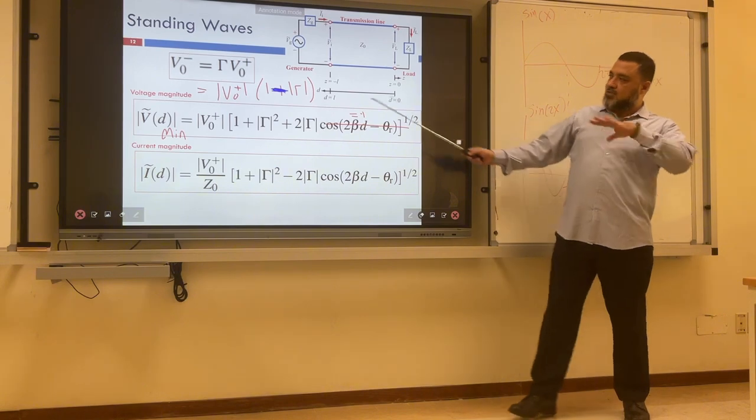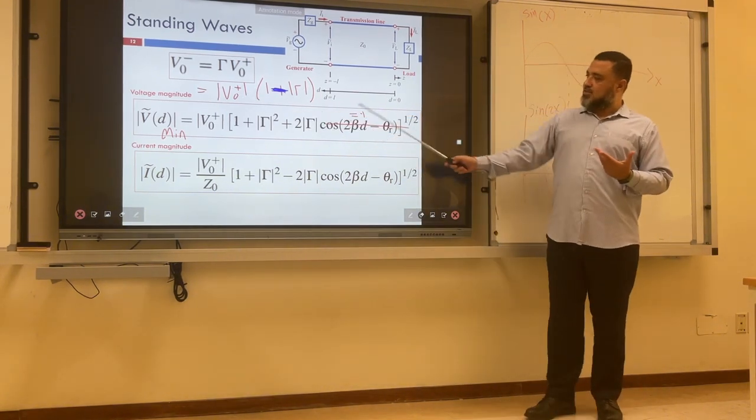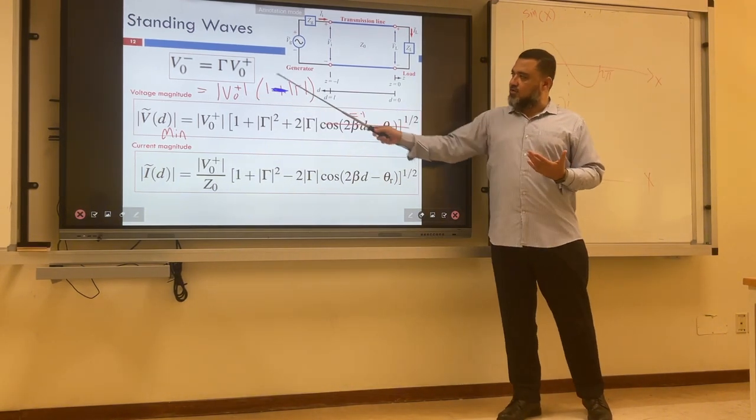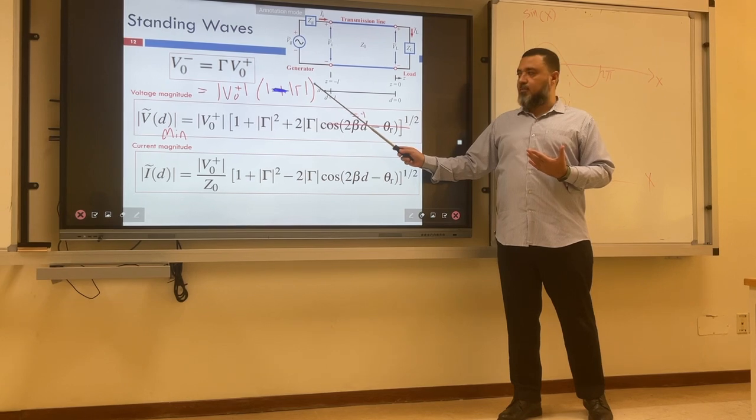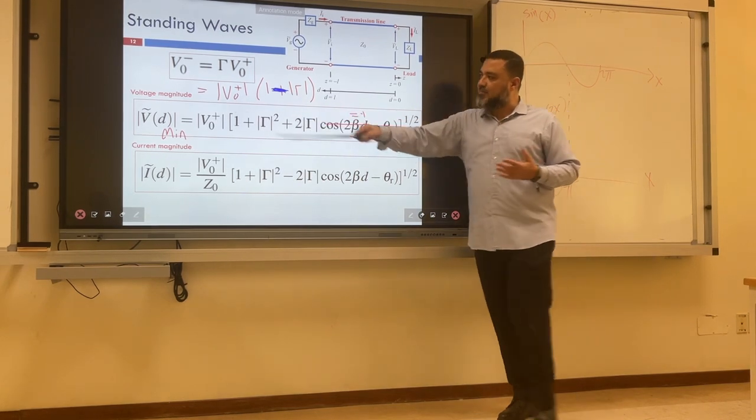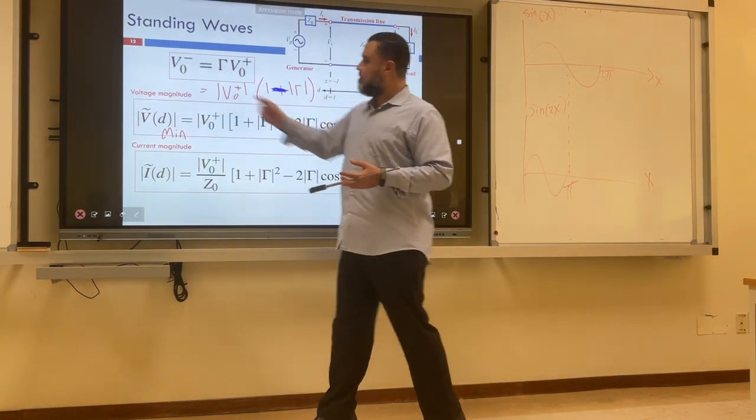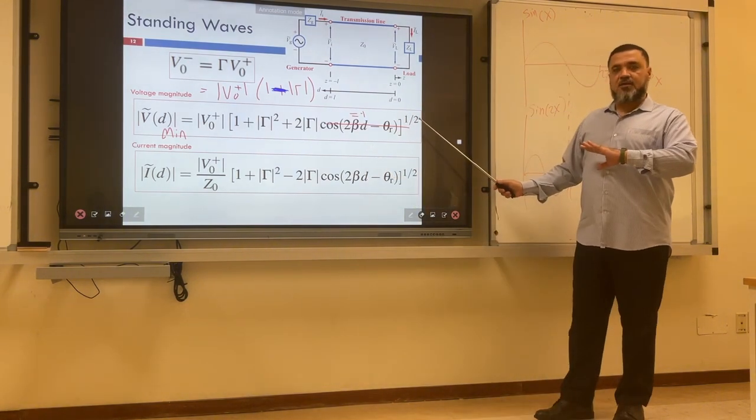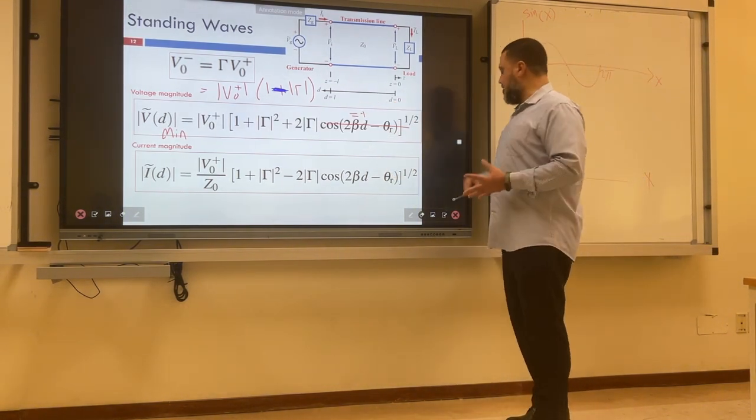So the maximum voltage, which will happen when this is equal to 1, will be V0 positive times 1 plus the magnitude of gamma. Change it to minus, and this will be the minimum voltage. Very easy. Make this guy 1 or -1, and this will give you the maximum and the minimum voltage.